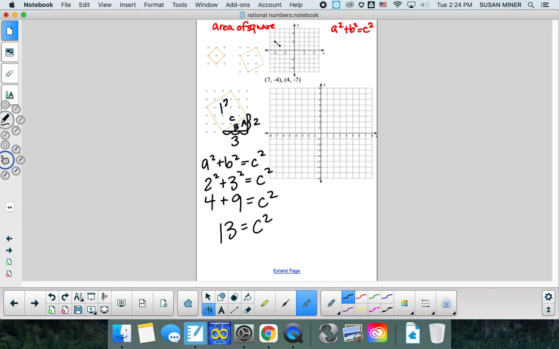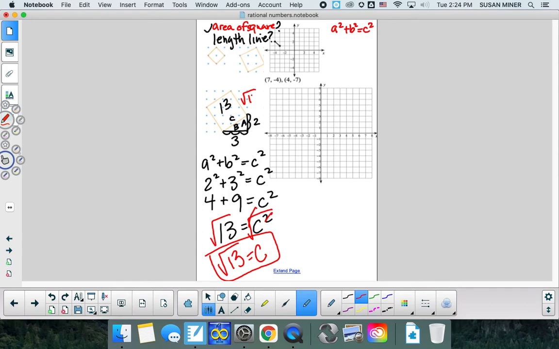I know that 13 is the area. So, do I want the area of the square or the length of the line? Whatever my question is asking me on my homework, I could find both. Here's the area, 13. The length of the side would be, take the square root, and c is equal to the square root of 13. 13 cannot be factored. It's a prime number. And so the length of the line is the square root of 13.